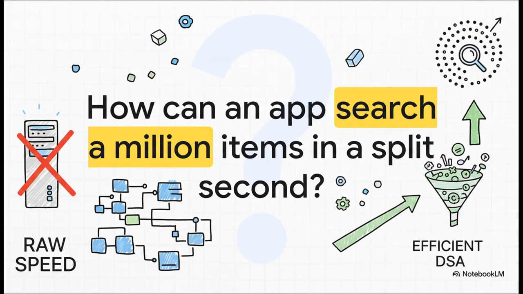So, let's kick things off with a question. Have you ever wondered how an app can search through a million items and find the one thing you want in a split second? It feels like magic, doesn't it? But it's not. And it's not just about having a super fast computer either. It's all about thinking smarter.